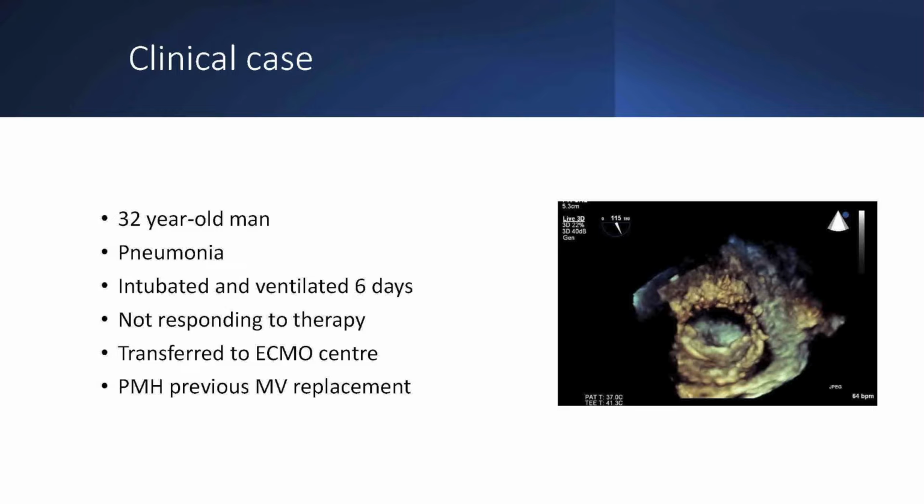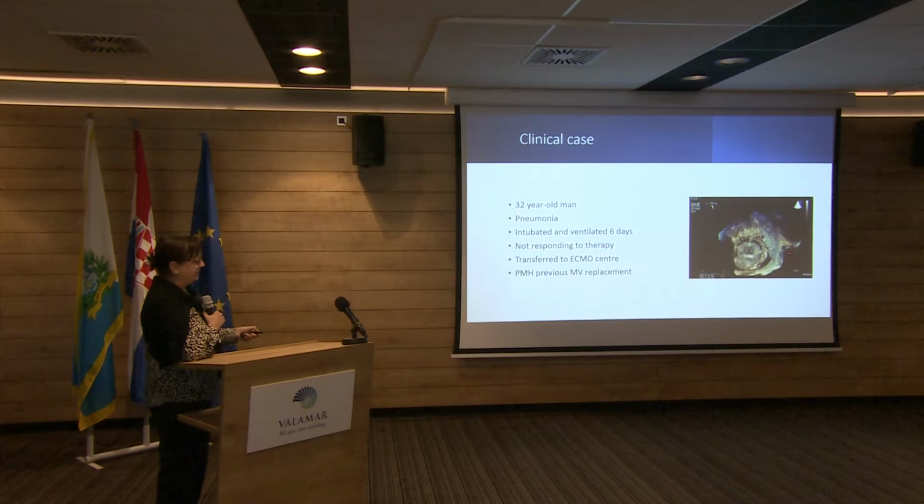And there you can see he's got a paraprosthetic leak here. So he needed a mitral valve operation. He didn't need VV ECMO. So lesson 1, use Doppler. Lesson 2, don't forget using M mode. It's very, very useful.